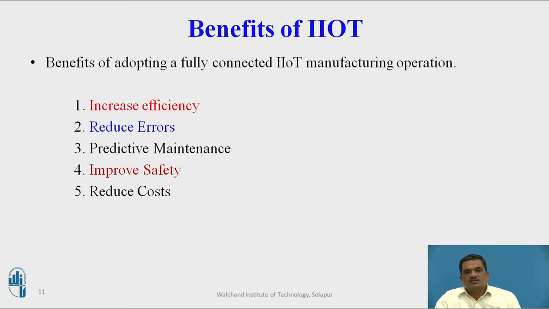Now we'll discuss the benefits of industrial IoT, and these are some of the benefits I have listed here. The benefits of adopting a fully connected IoT manufacturing operation are increased efficiency, reduced errors, predictive maintenance, improved safety, and reduced cost.